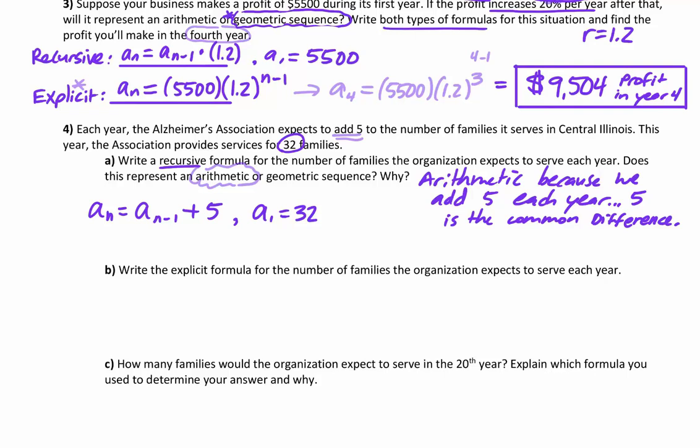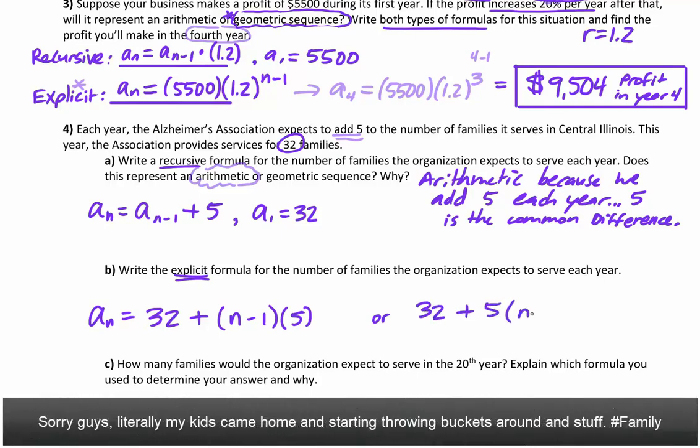Okay, part B says write the explicit formula for the number of families that the organization would expect to serve each year. So the explicit is used to go to a specific location. That starts off with a_n equals, but we need to know exactly where we're starting, the anchoring value. So that will be 32. Because it's arithmetic, we are adding. We just have n minus 1 and then times the common difference that we're expecting each year. So that's times 5. Another way that you could write this if you wanted would be 32 plus, and then have the 5 in front of the n minus 1. Those are the same exact outcome.